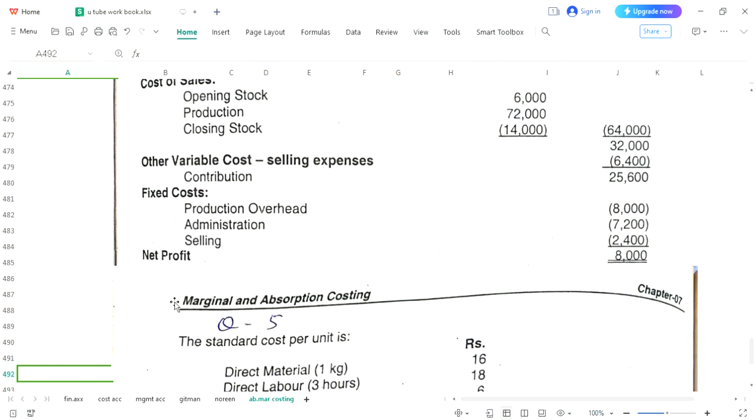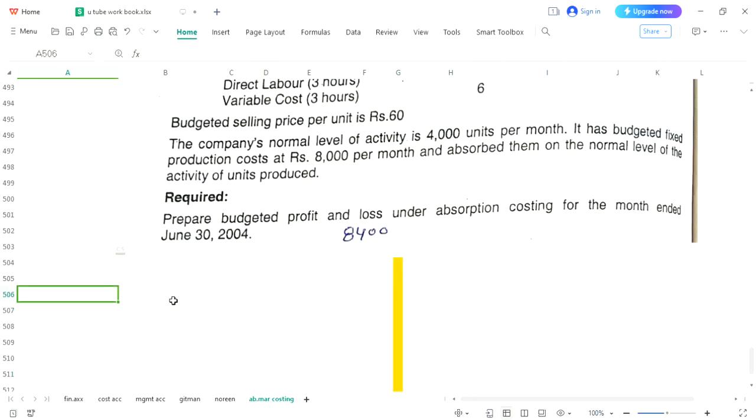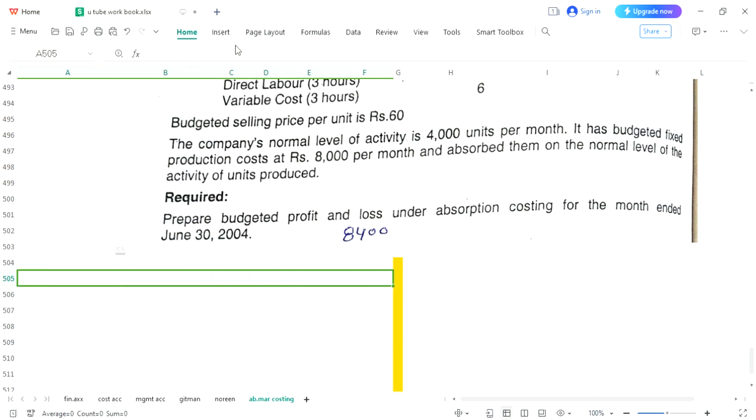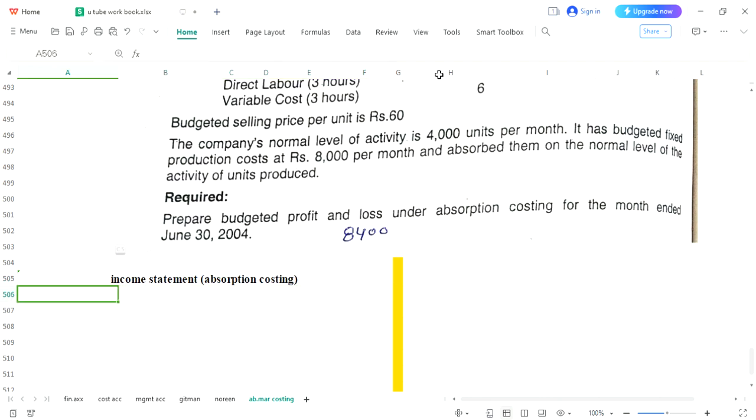First we will make a proforma statement for absorption costing. Here what you will do is make an income statement according to absorption costing, where the first element to be written is sales, and over here you write your units, per unit, and the smaller amount, then the larger amount. This is your inner column and outer column.